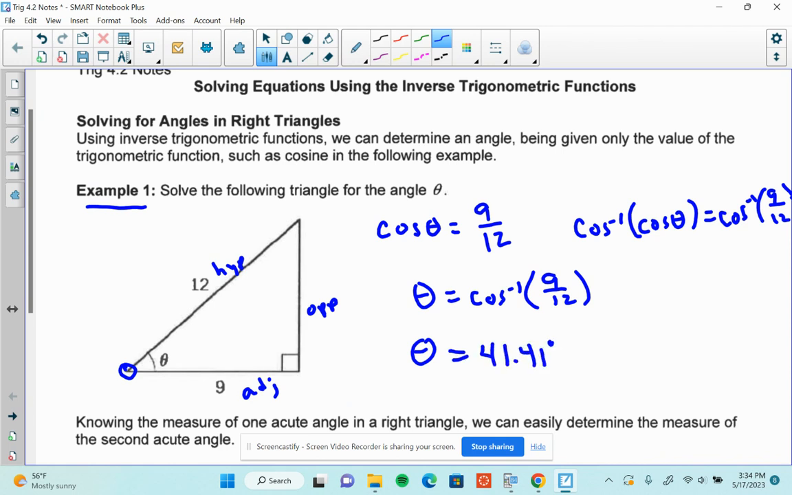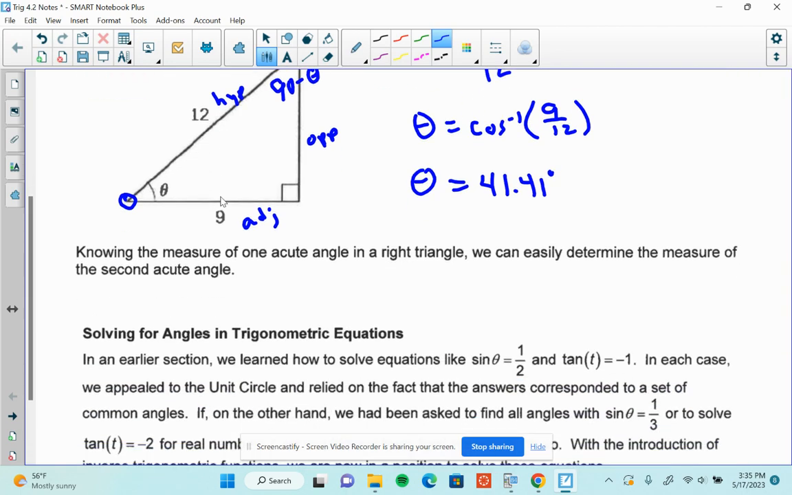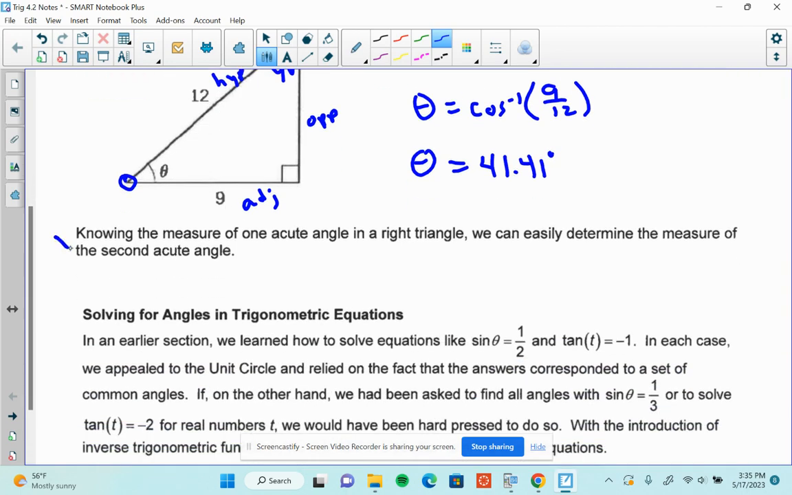And then, of course, if I needed the other angle up here in this corner, I could just subtract theta from 90 degrees because this angle and theta have to add up to 90 degrees. All right. So as it says here, knowing the measure of one acute angle in a right triangle, we can easily determine the measure of the second because those acute angles are complementary. They have to add up to 90 degrees. Or if you just remember that the sum of the three angles is 180, you're good to go because 180 minus 90 is 90, and it'll all work out.